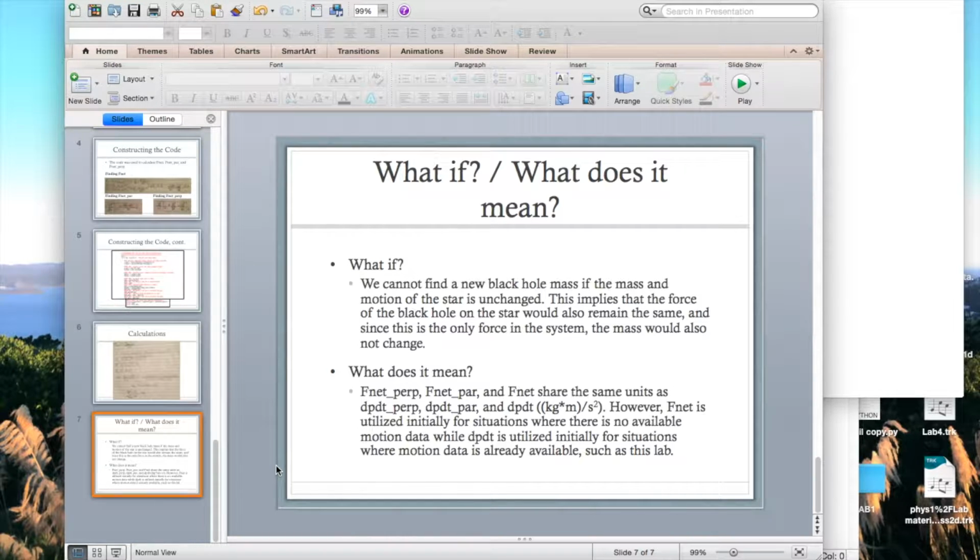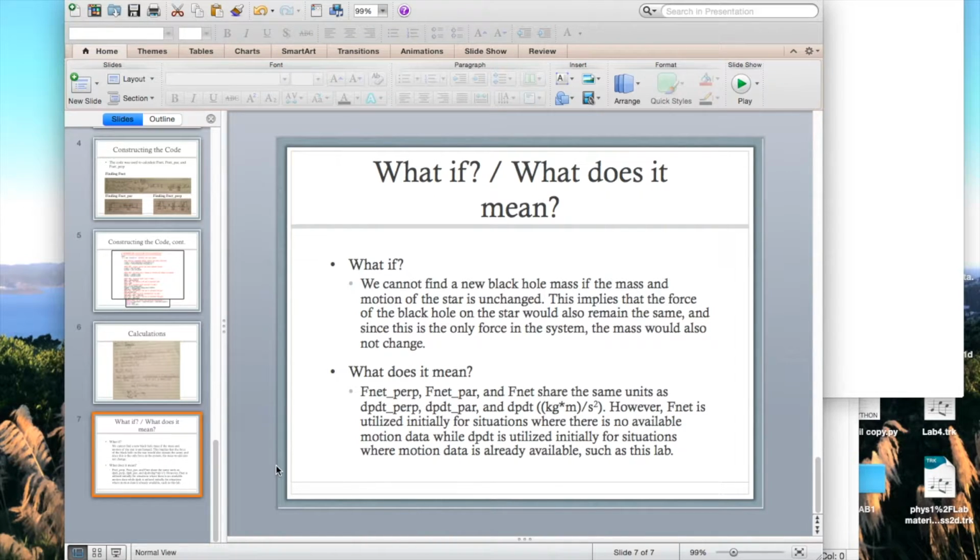For the what does it mean question, FNet in both its perpendicular, parallel, and regular components shared the same units as dp/dt perp, dp/dt parallel, and dp/dt, in that they're both kilograms times meter over second squared. However, FNet and dp/dt are utilized in different situations initially. FNet is utilized initially for situations where there is no available motion data, as in our previous two labs, whereas dp/dt is utilized initially for situations where motion data is already available, such as we had in this lab.